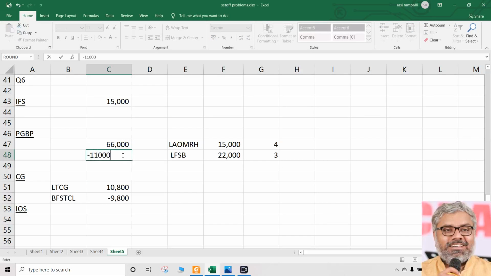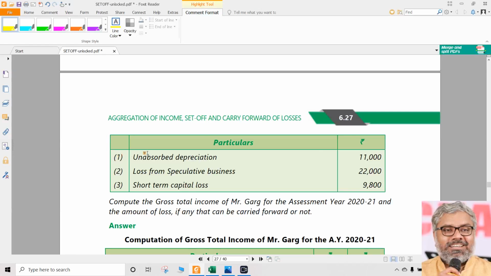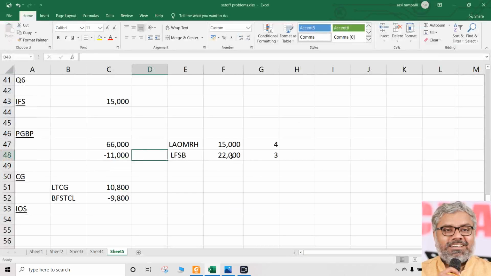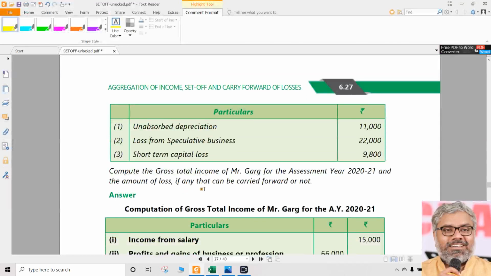And what we have is unabsorbed depreciation of 11,000. Can this be reduced in PGBP? Of course, yes. No problem. So 11,000 is reduced here. 22,000 could not be set off. 9,800 could be set off. These are the final items.